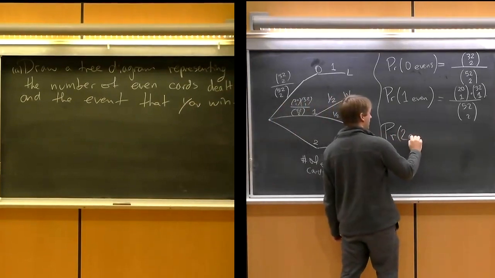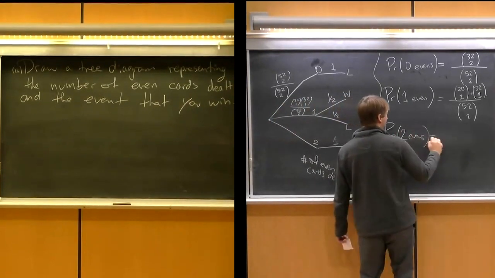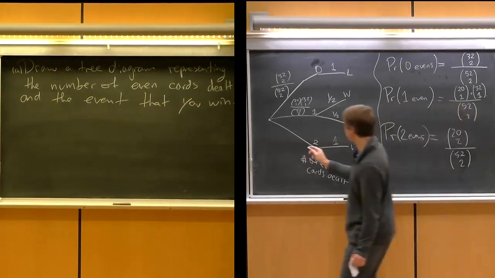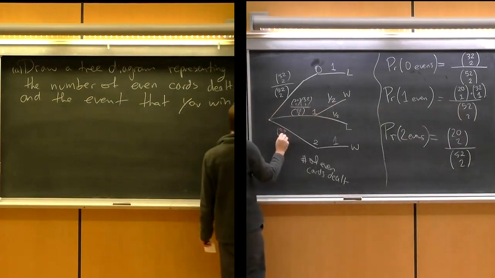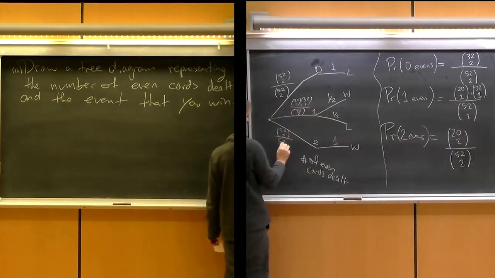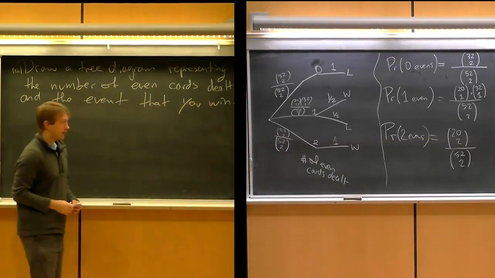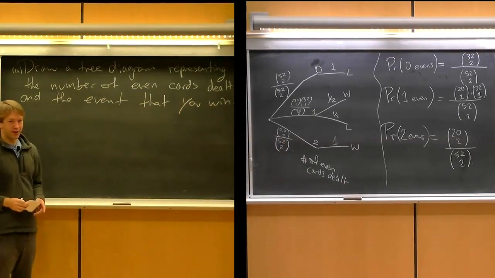Probability of 2 evens now is going to be quite similar to this one, right? 20 choose 2, or 52 choose 2. Okay. So this would be the correct tree diagram.